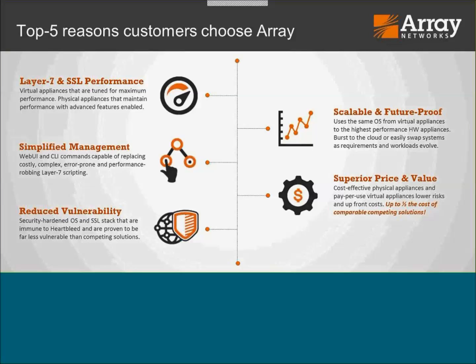We have a particular strength on layer 7 and SSL performance and capabilities. So, whether you're talking about the virtual appliances that are tuned for maximum performance or physical appliances that maintain performance, and this is critical, even when you start to enable some of those more advanced features that you saw on the left-hand side of the product console there, you can go ahead and add and layer those capabilities without impacting performance.